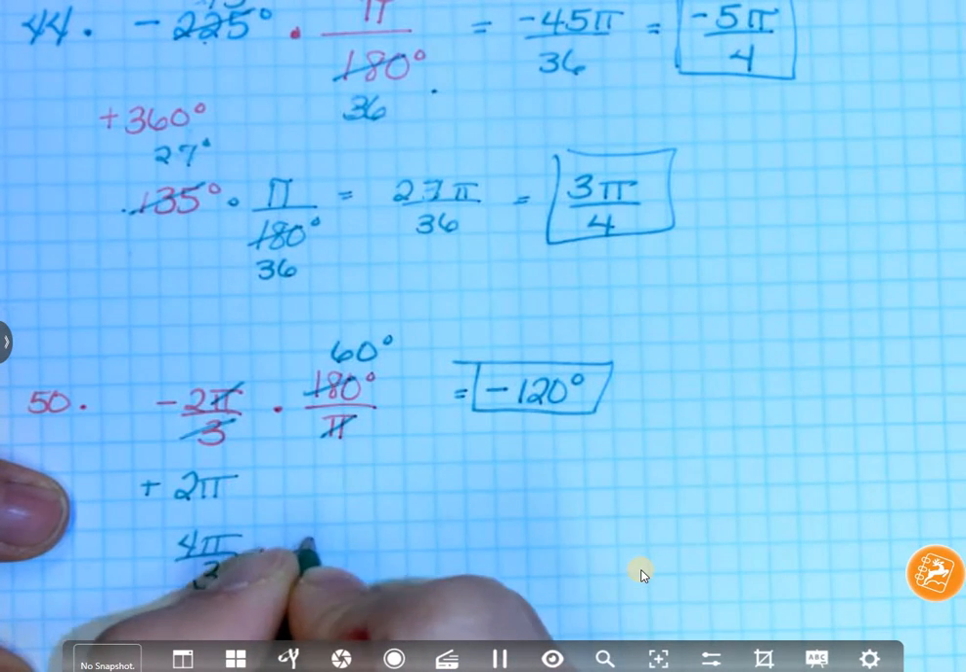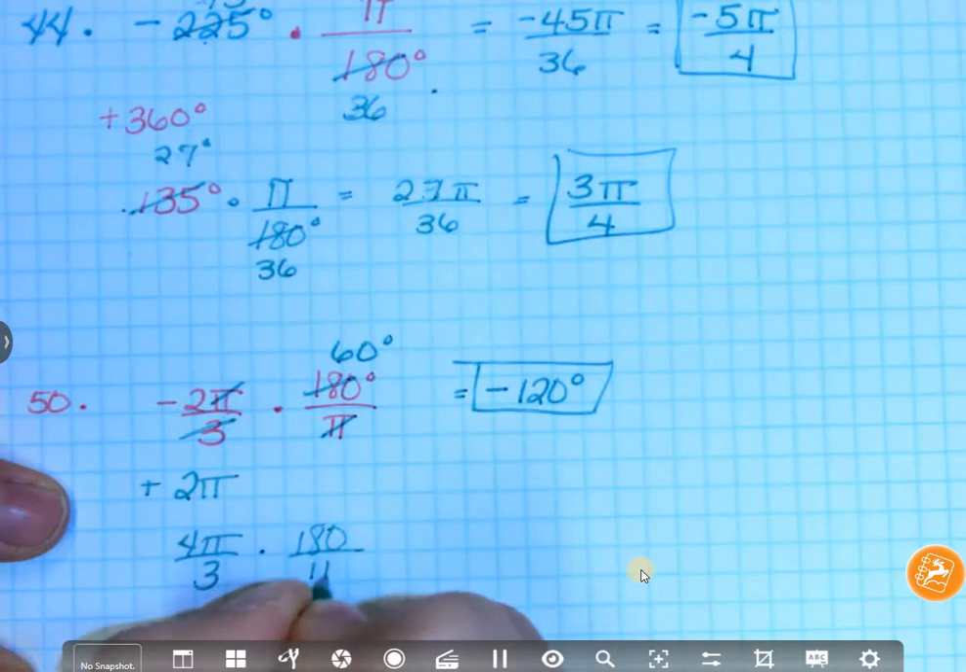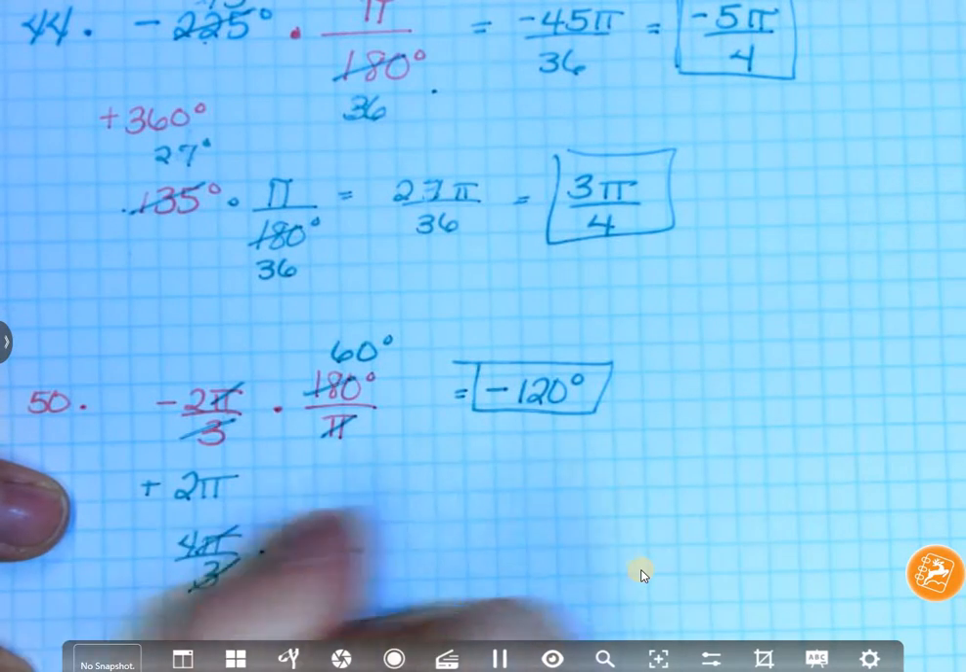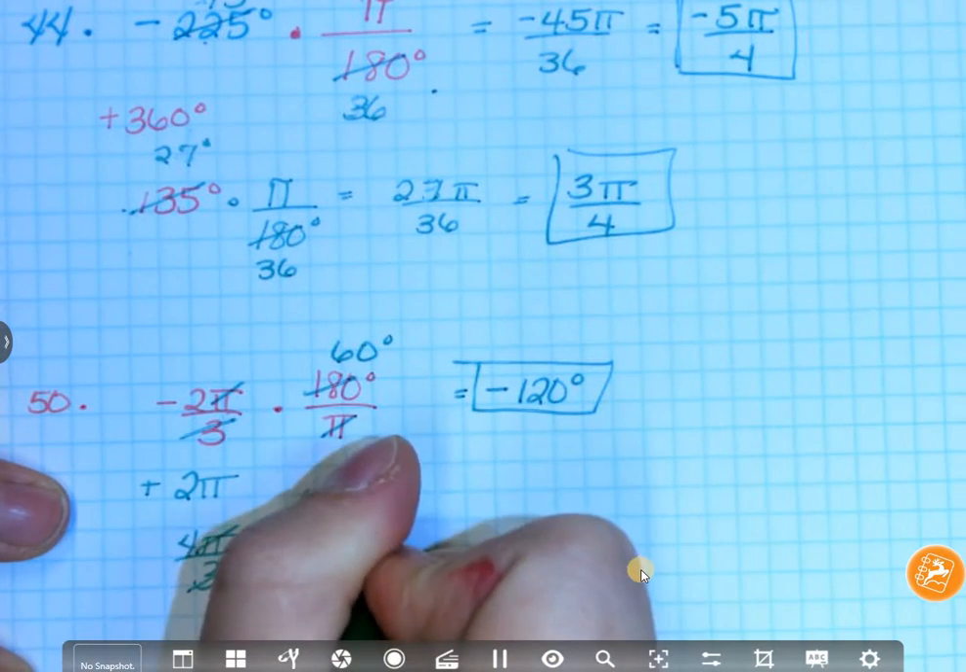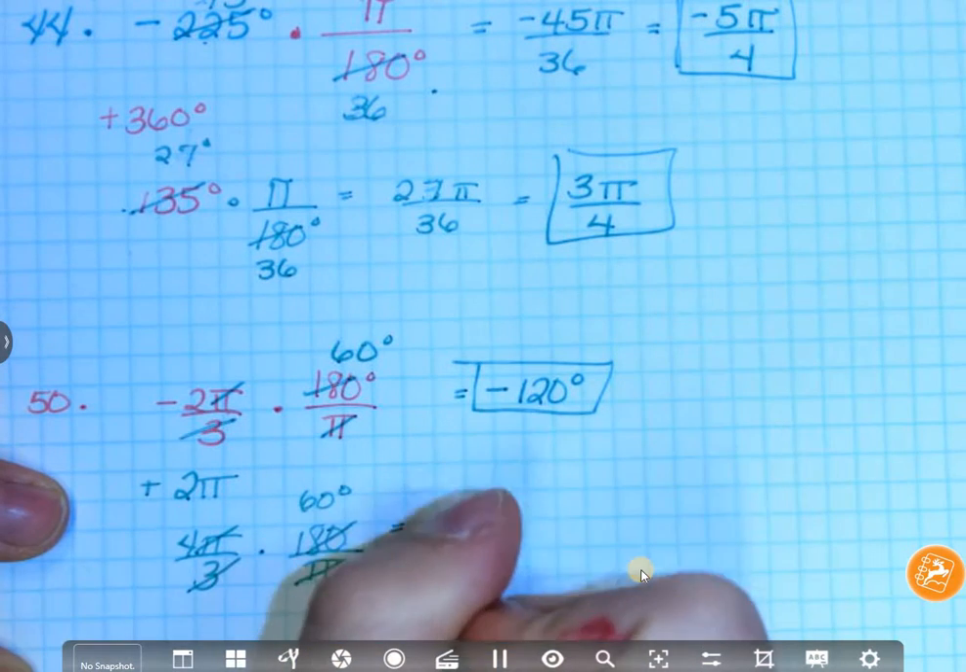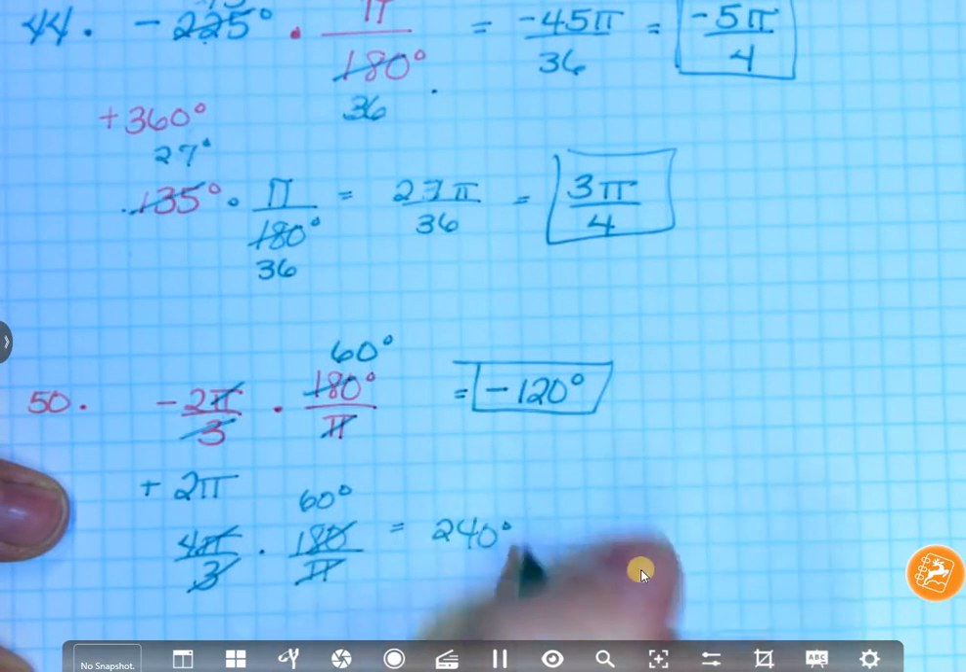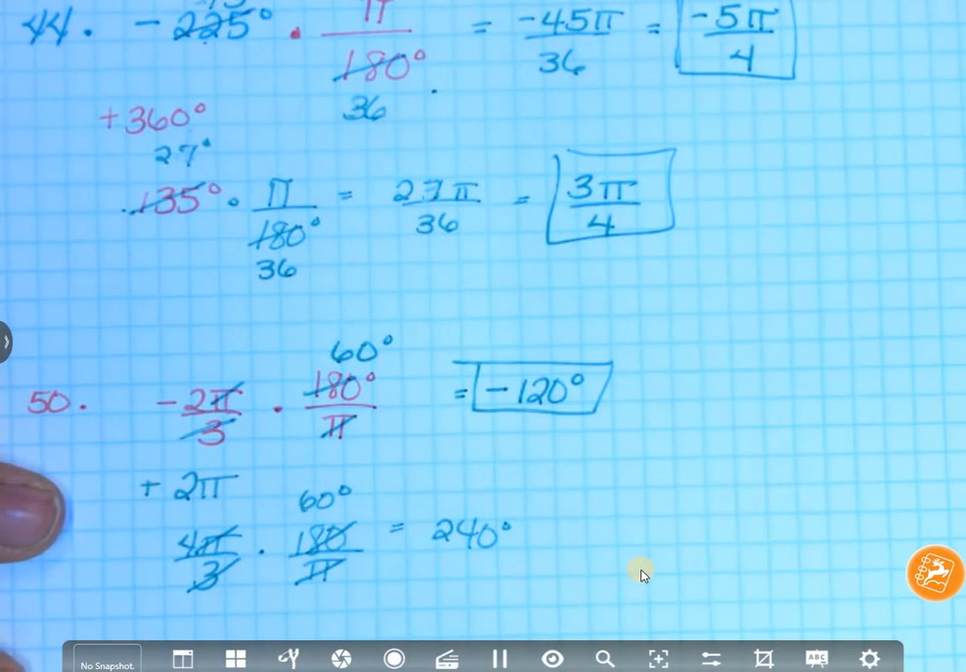And then you do the same thing. 180 over pi. That's still 60. And I would have 240 degrees. I don't care. They're both good. They're the exact same thing. One's just been spinning around the circle in a different way than the other. Opposite dizziness. Okay.